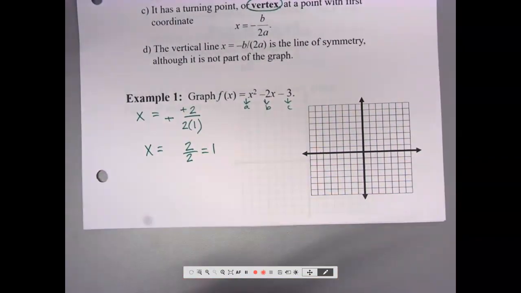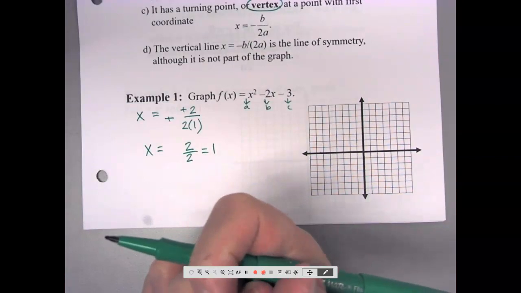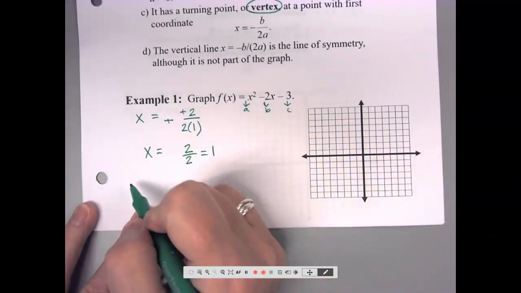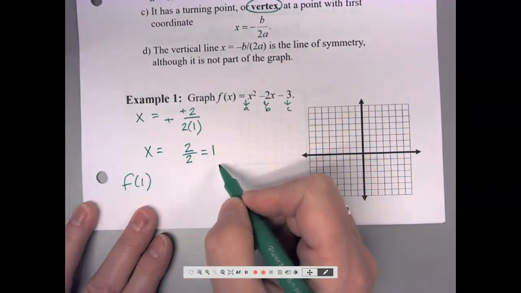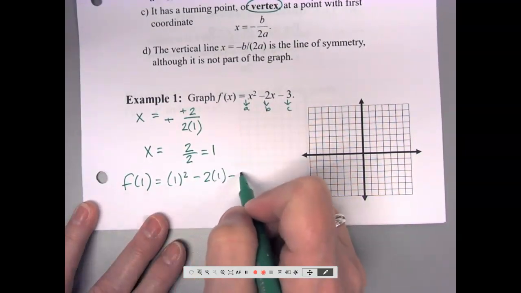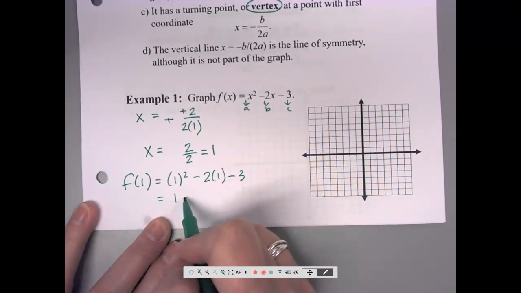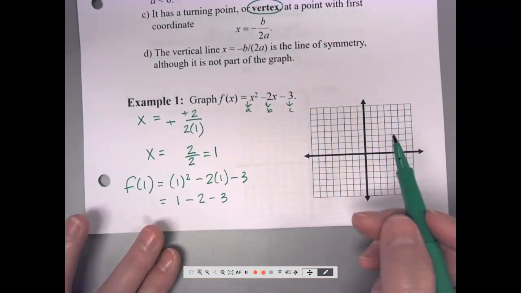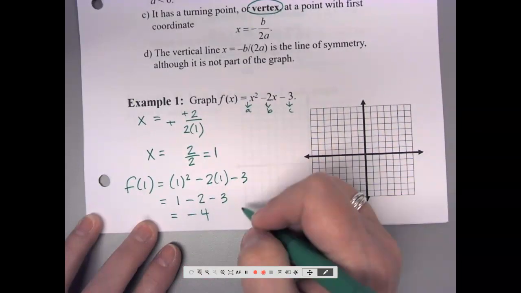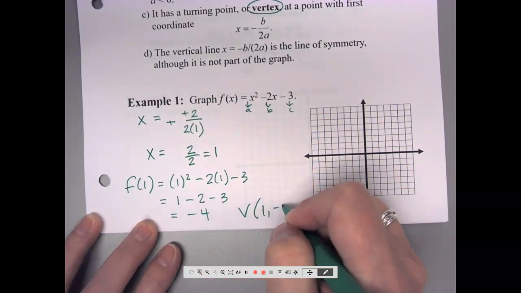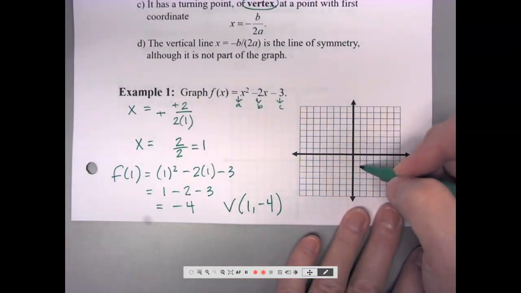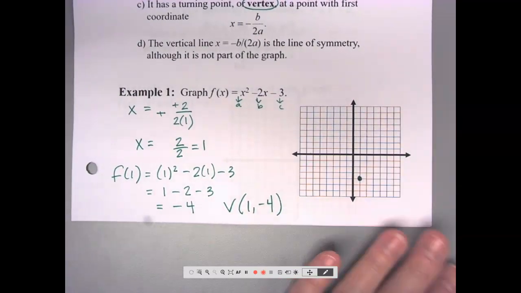How do I find the y-coordinate? That's the x-coordinate of the vertex. How do I find the y? Sub it in. So I have to find f of 1. So that's 1 squared minus 2 times 1 minus 3, is 1 minus 2 minus 3, is -1 minus 3, which is -4. So my vertex is the ordered pair 1, -4. Okay, 1, 2, 3, 4. Let's plot that on the graph.